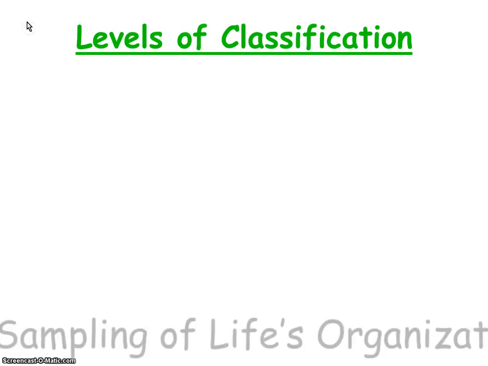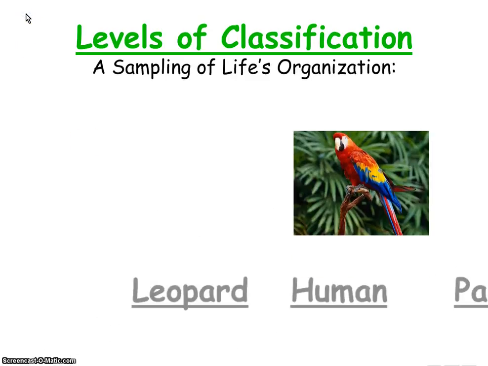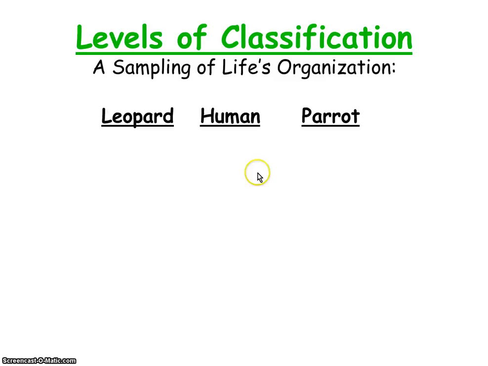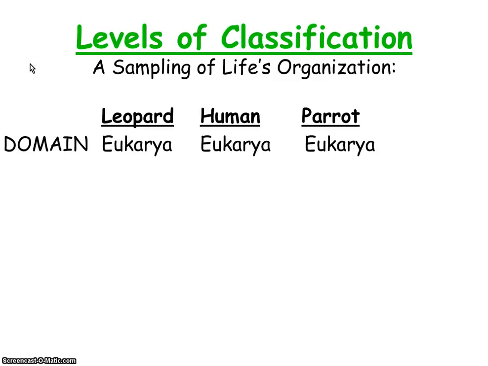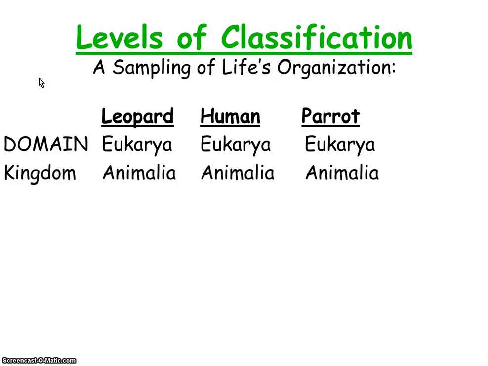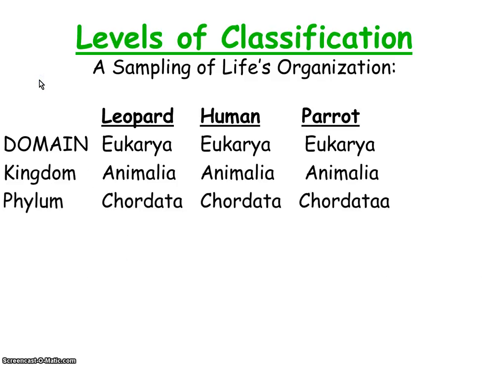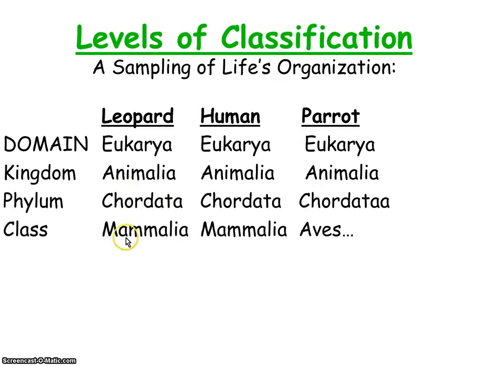All right, levels of classification. This just shows you a sample. If we look at the leopard, the human, and the parrot, and we talk about these levels of classification, you'll see that they're all in the same domain. They're all eukaryotes. They're all animals, and they're in the same kingdom. And they're all chordates, meaning they all have backbones. However, once we get down to the class, we see that parrots are in the class Aves, and we see the leopard and the human are both mammals, and therefore, based on this, we would say that leopards and humans are more closely related to each other than either one of them would be to the parrot.